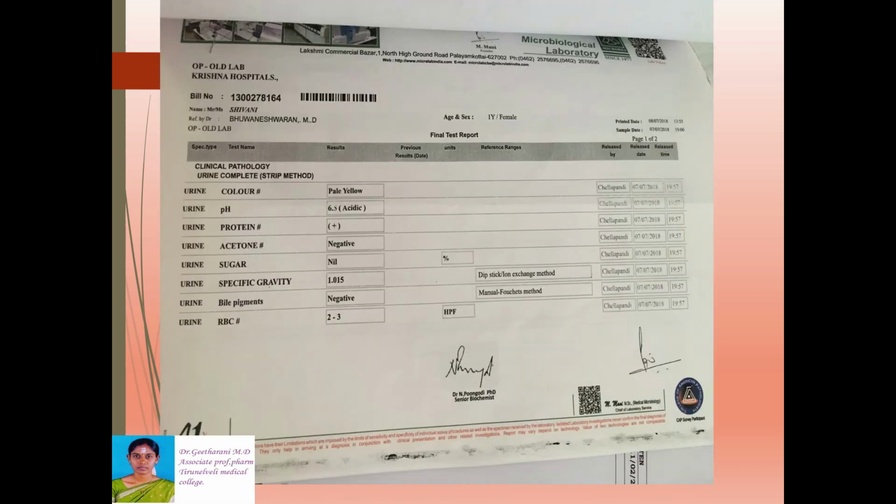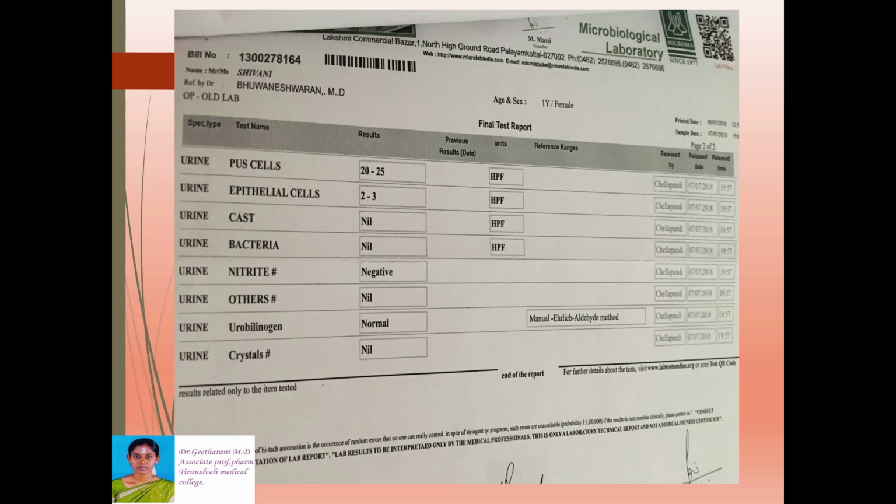On doing the urine routine, we can see the pH is acidic, and the pus cells were around 20 to 25. So this could be a case of UTI. Before we get the culture report, we first get the urine routine report, and from that we can get a confirmation of UTI. So this is definitely a case of lower UTI. The culture report will come after 48 hours.